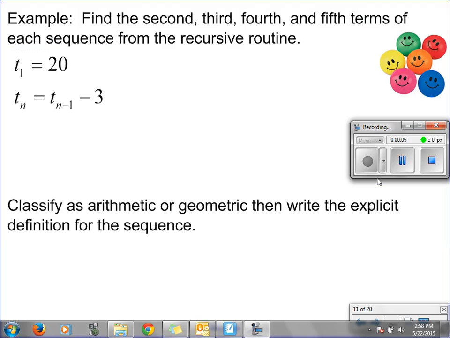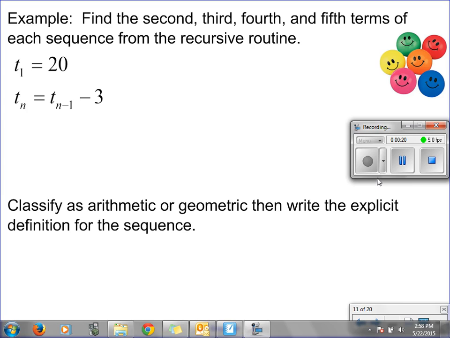Alright, hello and welcome to the second example in section 13.2. We're just looking at another example, looking at a recursive routine and finding the terms in the sequence, classifying it as arithmetic or geometric, and then looking for the explicit definition.